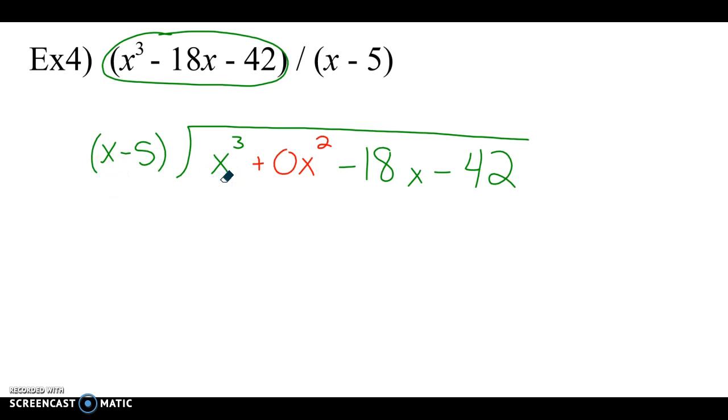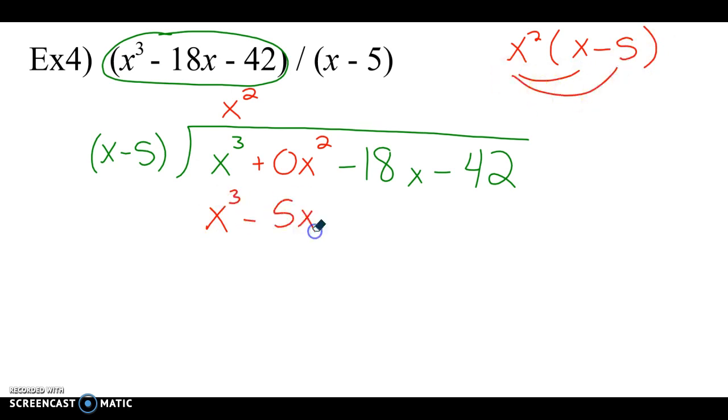To get x cubed. Not 3, x squared. x to the second power. Now whatever's on top gets multiplied by what we're dividing by, which gives me x cubed minus 5x squared. And now subtract down. What's x cubed minus x cubed? 0.